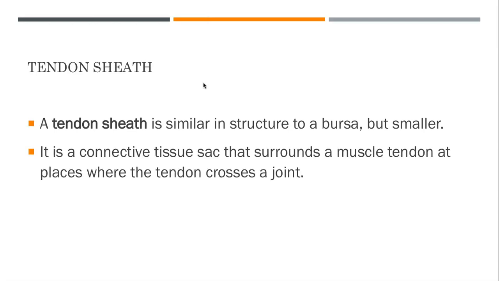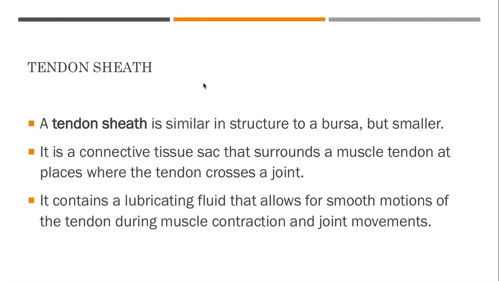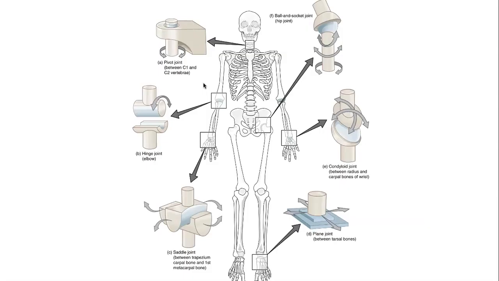It's a connective tissue sac that surrounds a muscle tendon in places where the tendon will cross a joint. It contains a lubricating fluid that allows for smooth motions of the tendon during muscle contraction and joint movements.